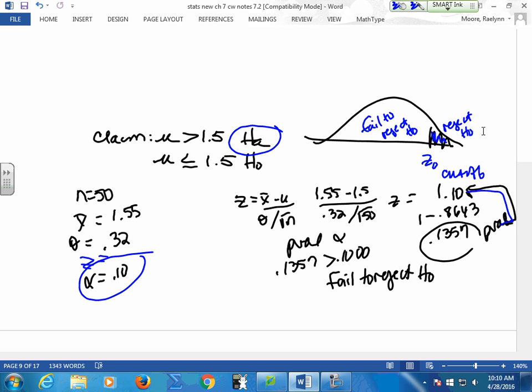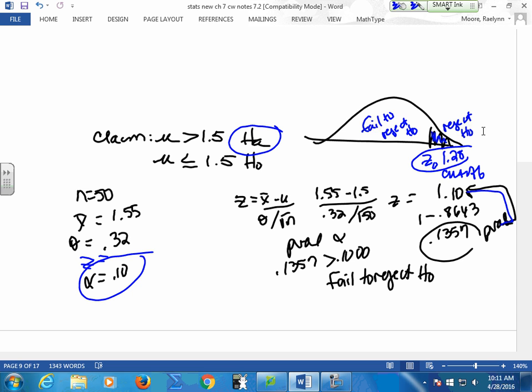So if you do inverse norm, 0.10, what do you get? Try it for me. Inverse norm, 0.10. You get a negative number. Negative what? 1.28. So I look at my chart and I say, could it be negative 1.28? No, it must be positive 1.28.